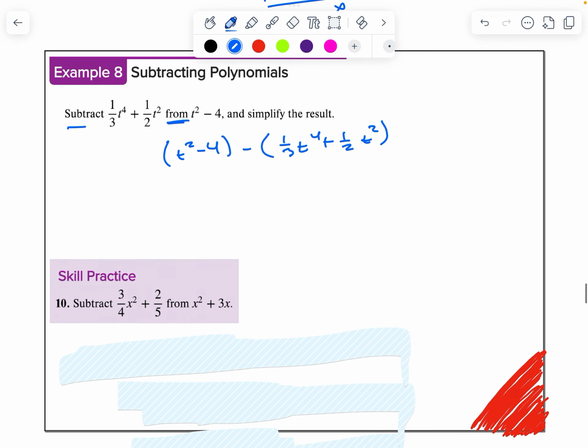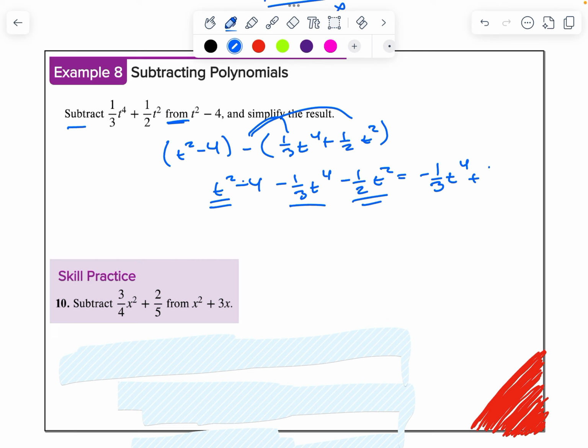This looks similar to those last problems. I need to distribute the negative. So that's t squared minus 4 minus 1/3 t to the fourth minus 1/2 t squared. And since I'm trying to get descending order, I'm going to start with my highest variable first. Then my next highest variable is t squared. And then the only thing left is numerical values.